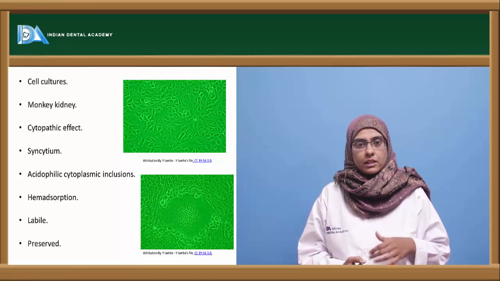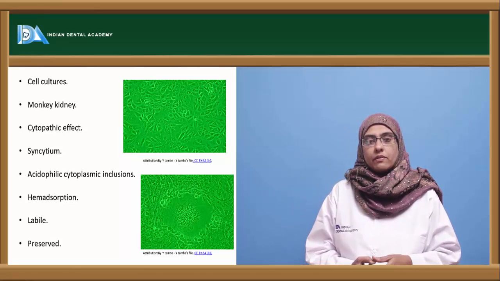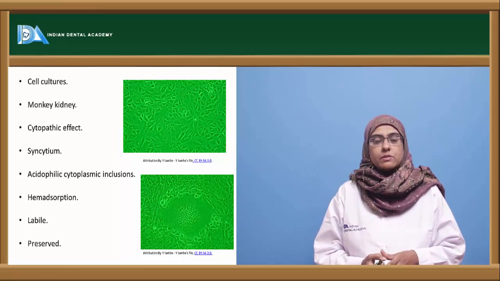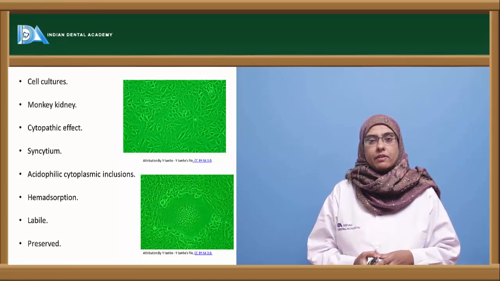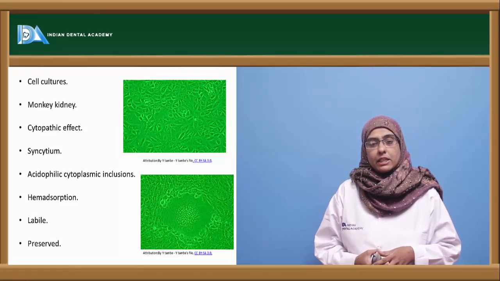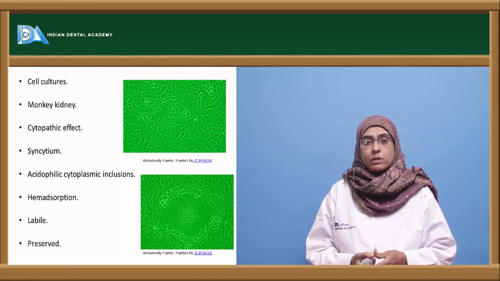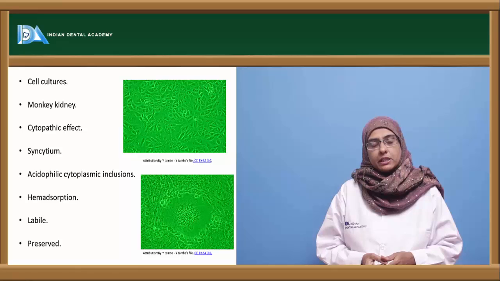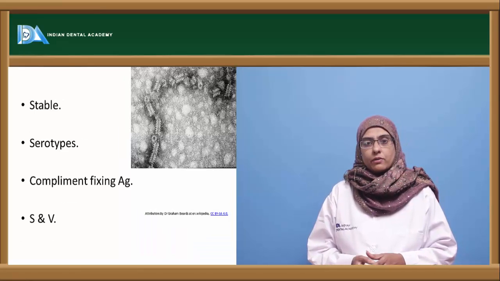Apart from that, another characteristic feature is the production of acidophilic intracytoplasmic inclusion bodies by these organisms, and the growth can be identified by hemadsorption. The organism is highly labile in nature, can be easily inactivated at room temperature and by exposure to formaldehyde, and can be preserved at minus 70 degrees centigrade or by lyophilization.